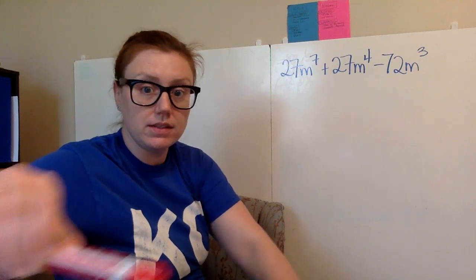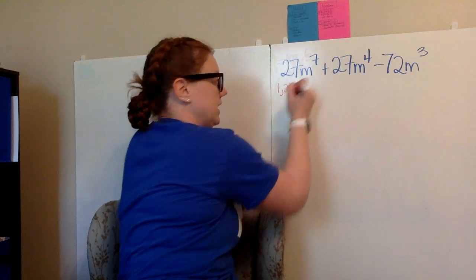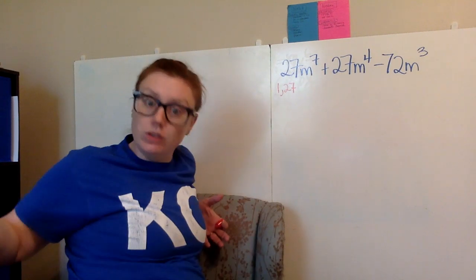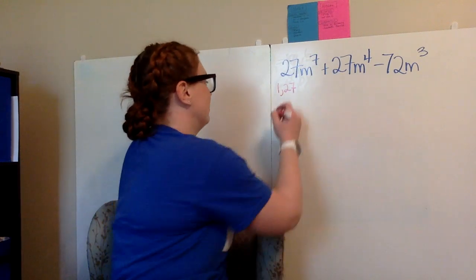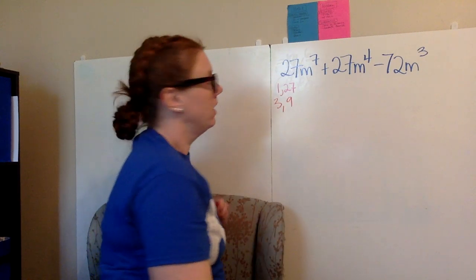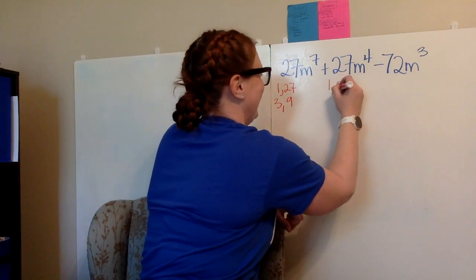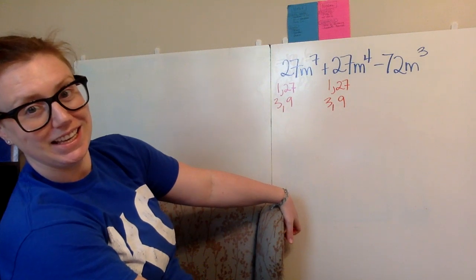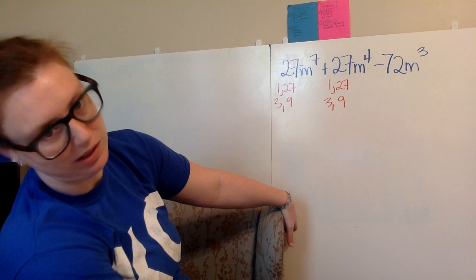So let's talk factors. 27. 1 times 27. What else? Oh, you don't know? Could you use your factor squares that you wrote down? I bet you could. 3 and 9. 27: 1 and 27, 3 and 9.